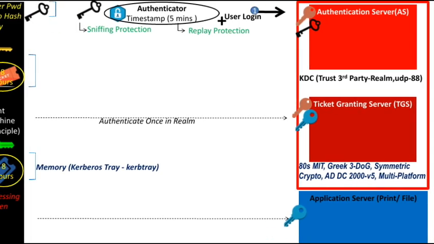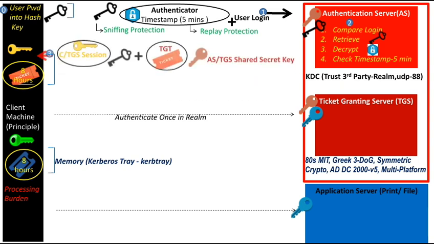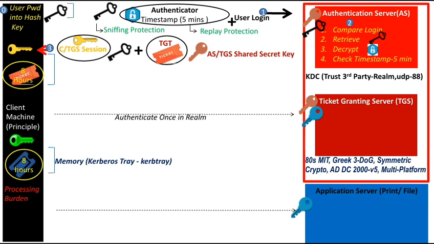Now what happens is that once this information reaches the authentication server, the authentication server compares the user login with the database and retrieves its password hash to use it as a key. It then uses this key, the password hash of the user, to decrypt the authenticator. After decrypting the authenticator, it checks the timestamp. It should be within 5 minutes. Once this information is validated by the authentication server, then the authentication server sends 2 pieces of information.